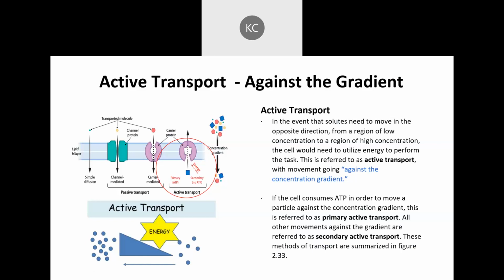Okay? And that doesn't make a whole lot of sense right now, but it will make more sense later whenever we look at some examples, okay? So the idea here is active transport, we're using energy. Passive transport, we are not using energy, okay?